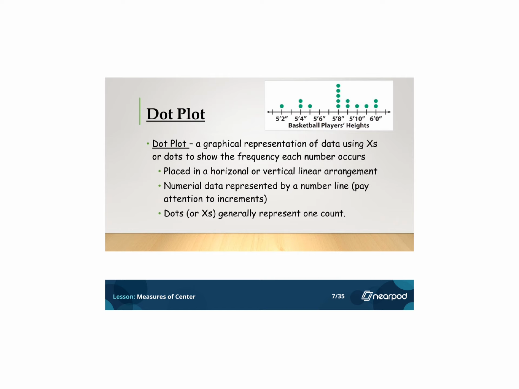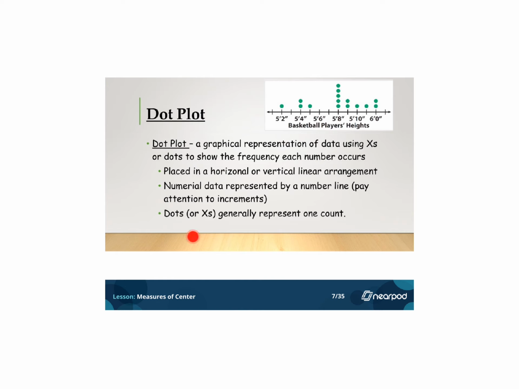Okay, so we're going to go into our first type of graph. Our first type of graph is called a dot plot, so make sure you underline it, highlight it, do whatever you need to ensure you understand this is dot plot. So a dot plot is a graphical representation of data using x's or dots to show the frequency each number occurs.